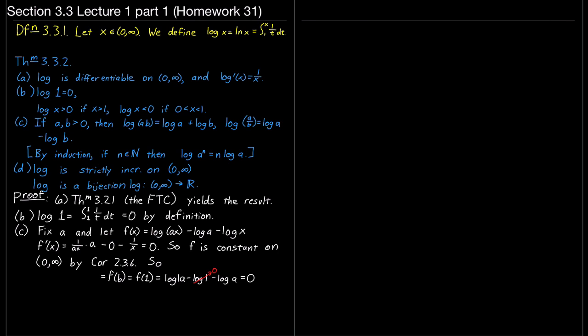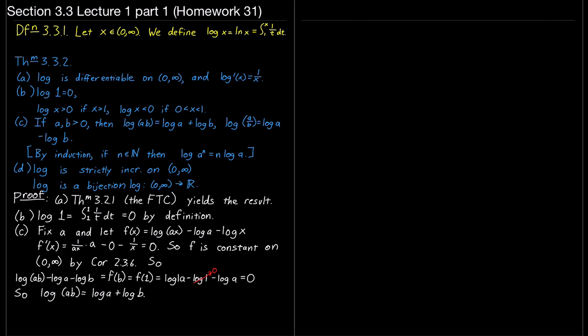Then we write down what f of b is. That's log ab minus log a minus log b. And then rearranging, log ab is log a plus log b.